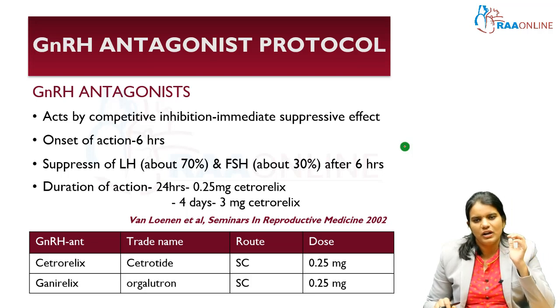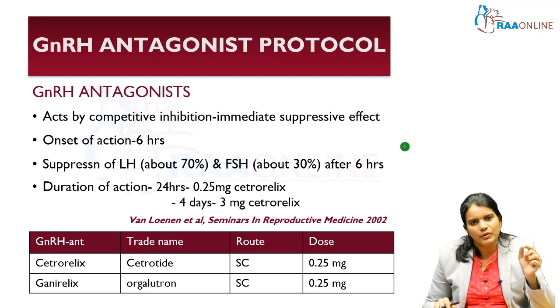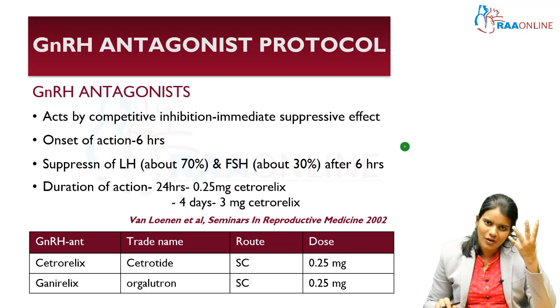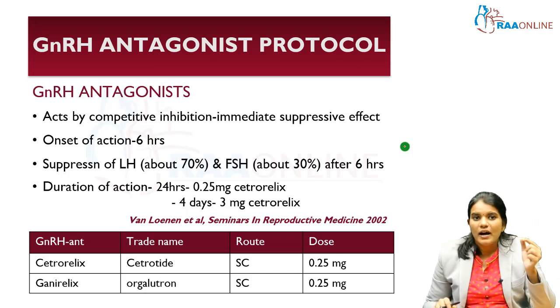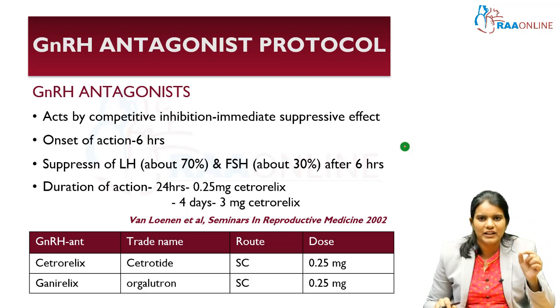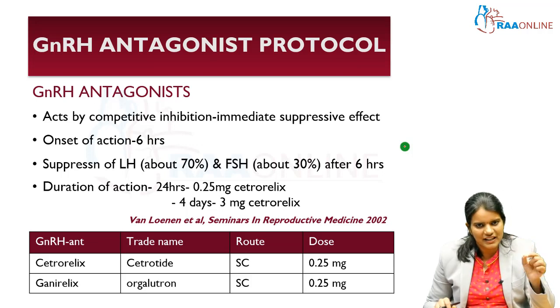Then the antagonist protocol. See, why is there a need for an antagonist protocol? Because once the agonist action starts, it's for a long time, and you cannot give an agonist trigger because all the receptors are internalized. But the antagonist acts on the same receptor by competitive inhibition, and it causes an immediate suppressive effect. Its onset of action is 6 hours and the duration of action is only 24 hours. So every day you need to give an antagonist injection to keep it up. The suppression of LH is also very good, almost 70%, and FSH is 30%.